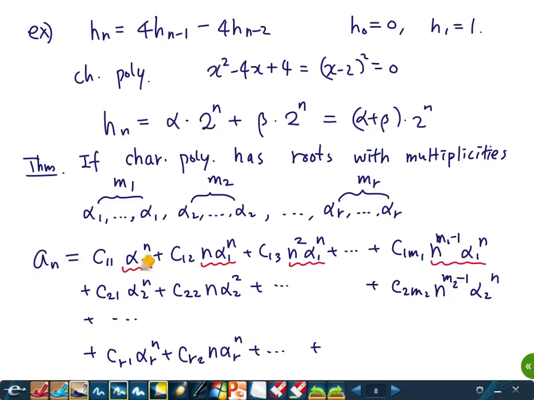But the idea is like this, up to c_r,m_r n to the m_r minus 1 alpha_r to the n. The idea is these are distinct solutions to the recurrence relation. So if you have multiplicities, all you need to do is to multiply by n to a power, with alpha, one at a time until you have used all the multiplicity.